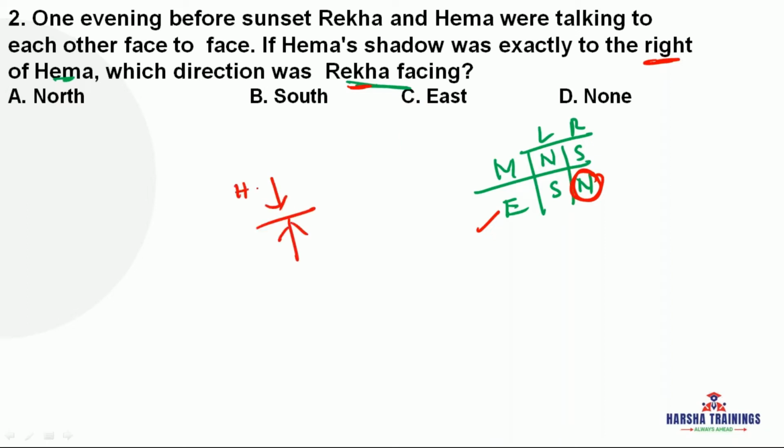For example, this is Hema and this is Rekha. Hema's shadow was exactly on Hema's right hand side. In which direction was Rekha facing now? Okay, so evening, go to the right hand side, north. Okay, Hema is facing which direction? North side. And find out Rekha. Rekha means the opposite direction, right? So then the answer is south side. Got my point, all of you? I think no need for pen and paper.